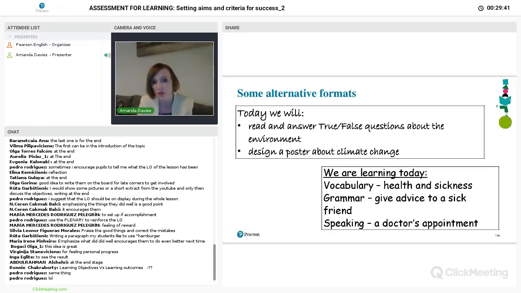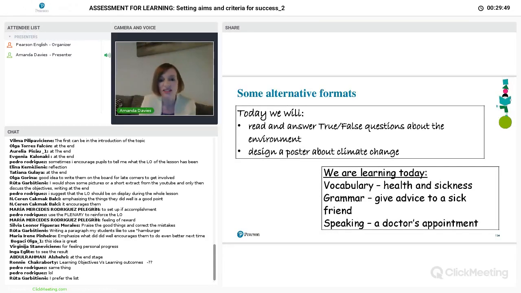So again, here it's just broken down into vocabulary, grammar, speaking. So it's giving students just an idea of what's coming up. For me, the more specific, the better. If a list works for you, then fine. Maybe with young learners, maybe with primary learners, a list is also fine.